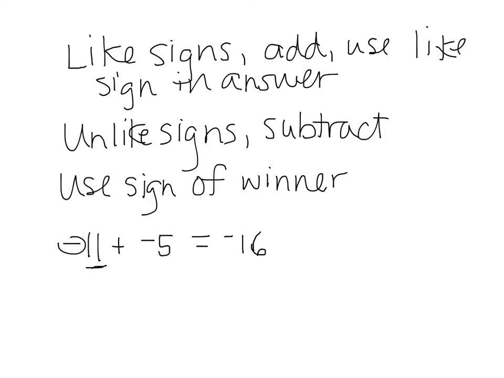If I say negative 11 plus 5, I can see that these are unlike signs, which means I need to subtract. 11 minus 5 is 6, and again, 11 is the winner, so the answer is negative 6. The important thing when you first start doing this is to go slow enough so that you can see what you're doing, and make sure you're following these rules. Like signs add, unlike signs subtract, always use the sign of the winner.